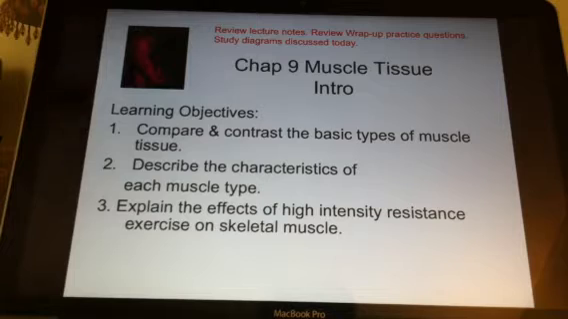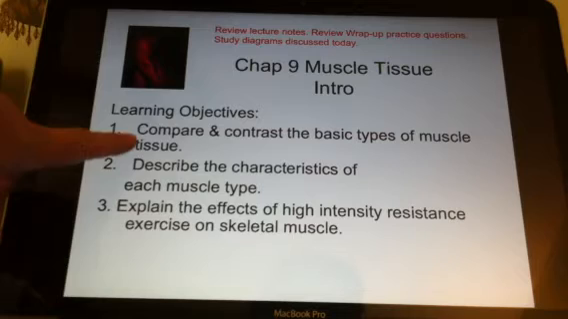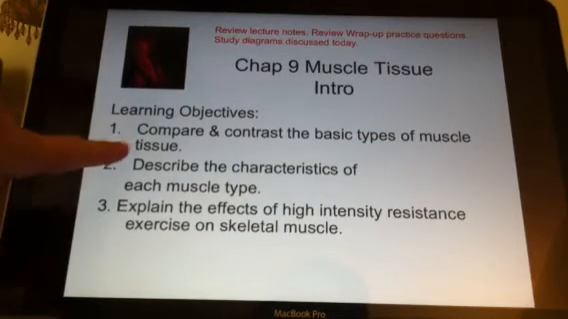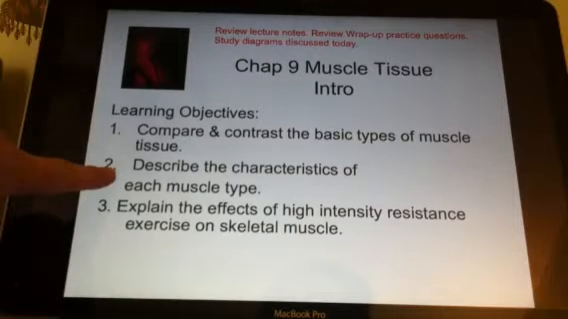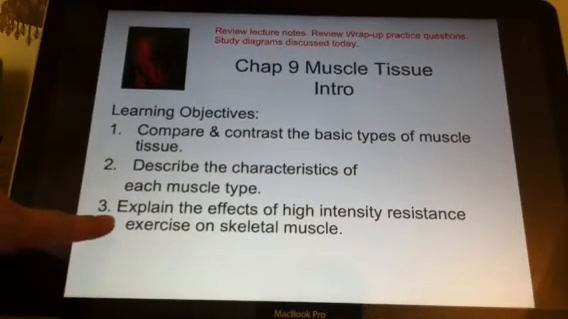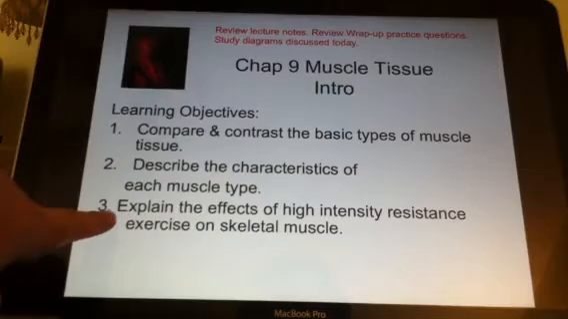This is Muscle Tissue Introduction. There's two parts to Chapter 9, Part 1 and Part 2. You'll see 3 learning objectives for Part 1. And the first learning objective today is compare and contrast the basic types of muscle tissue. The second thing we're going to talk about is the characteristics of muscle tissue. And the third thing we're going to talk about is high intensity resistance exercise, aka weightlifting, which is one of my favorite things to do and to talk about.